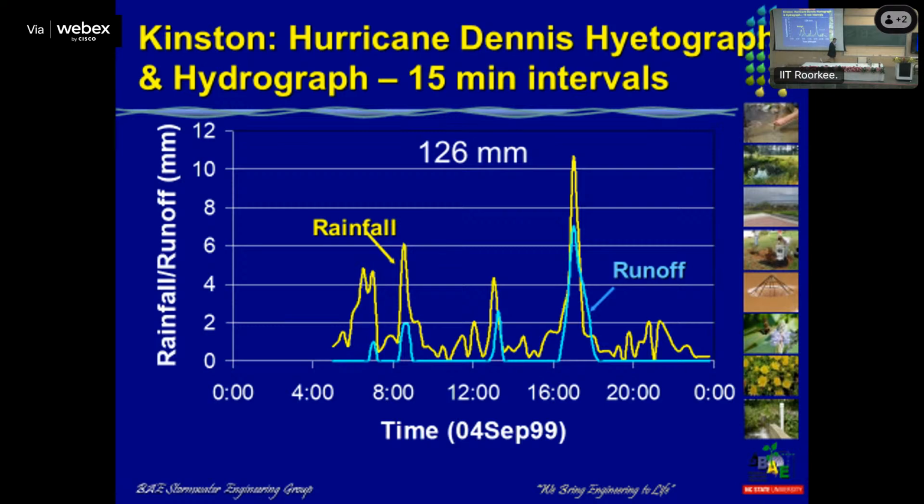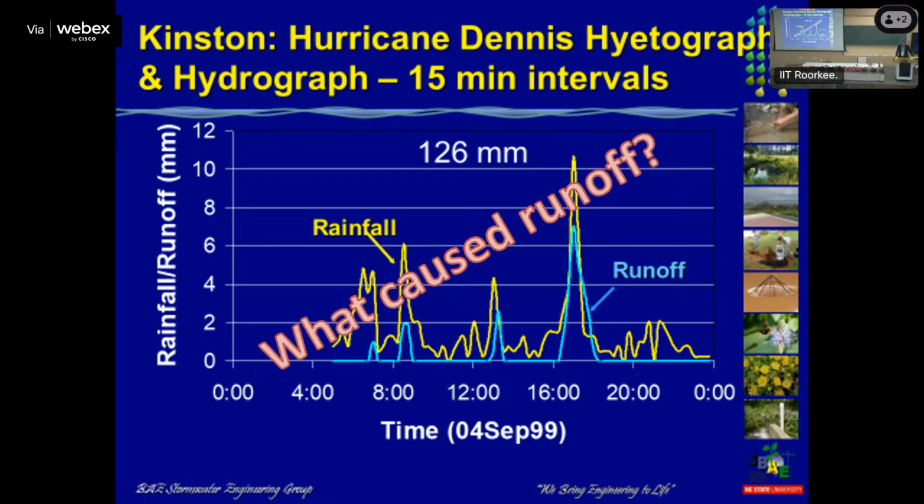Now, I want to ask you, as you look at this graph, what causes the runoff? Take a look at where we had runoff occur. What is the runoff always associated with?